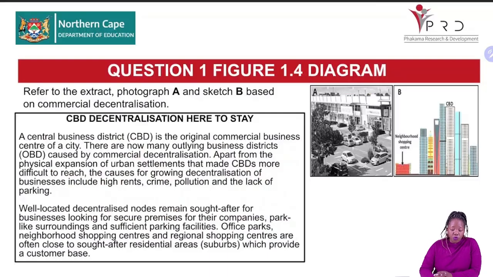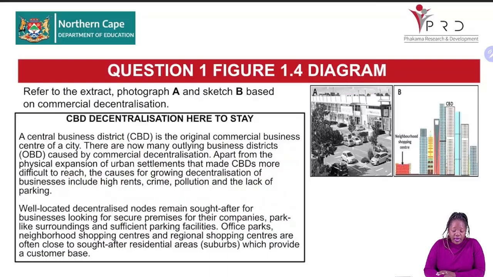The causes of growing decentralization of businesses include the high rents, the crime, the pollution, and the lack of parking. The well-located decentralized nodes remain sought after by businesses looking for secure premises for their companies, park-like surroundings, and sufficient parking facilities. Office parks, neighborhood shopping centers, and regional shopping centers are often closer to the sought-after residential area, which is the suburbs.